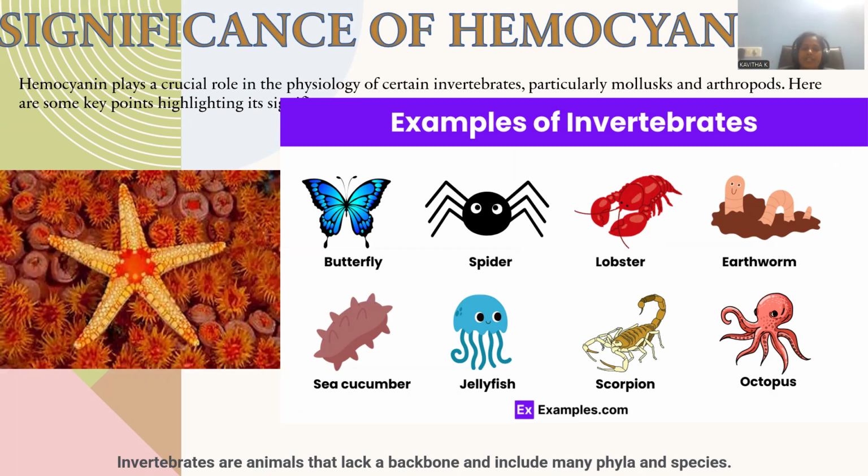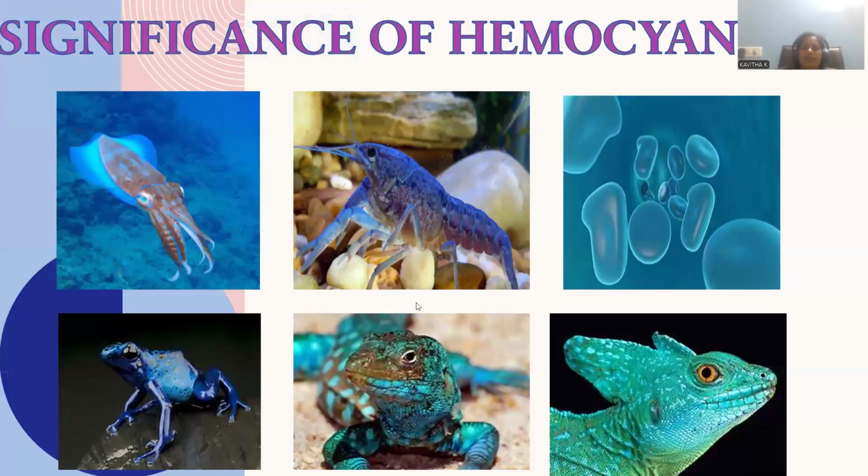Invertebrates are the animals which lack a backbone and include many phyla and species. Many species are part of the invertebrates, but the condition is lack of backbone. Backbone absence is the compulsory condition for these invertebrate species. Examples under this category are provided, and they have blue blood in their circulation system. Here you can observe the animals which show blue coloration because of the copper pigment, right? These are animals which are specifically aquatic in nature. They are crustaceans and molluscans.